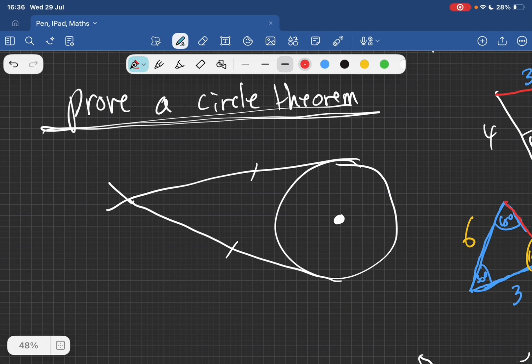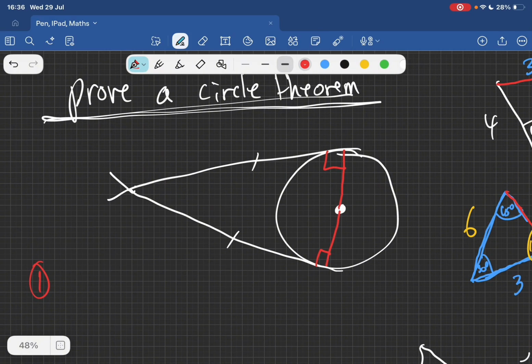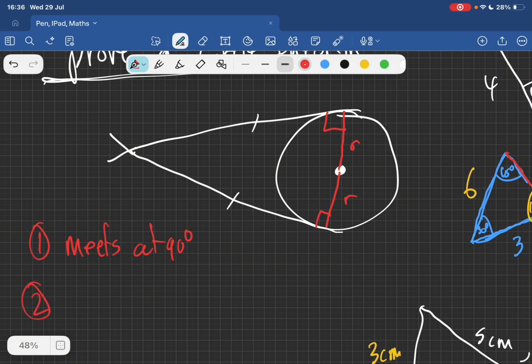Okay, so one of the circle theorems we should know is that the radius of our circle meets the tangent at 90 degrees. So meets at 90 degrees. Okay, so that's one rule that we have. We also know the radius, they're the same, right? So we label both of these R. So we know the meets at 90 degrees. We know both of these radiuses.